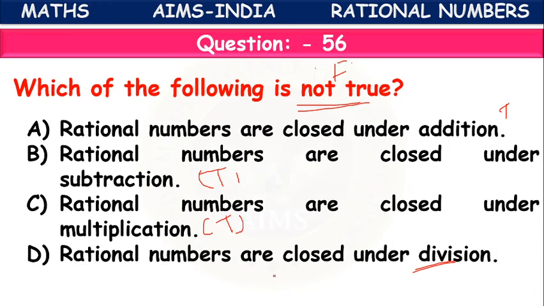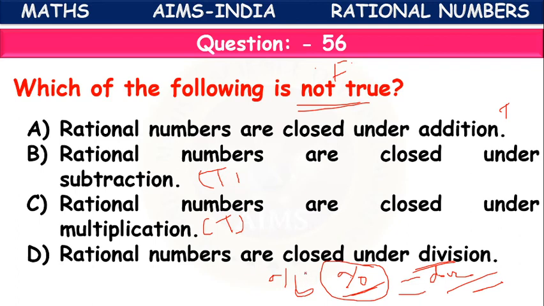Why? If we have A by B, and in the place of B we keep 0, then the result is not a rational number. The result does not exist. So they are not closed under division. Here they have not mentioned 0. I think this question already came in single correct answer type questions. So okay children, D is the correct option.